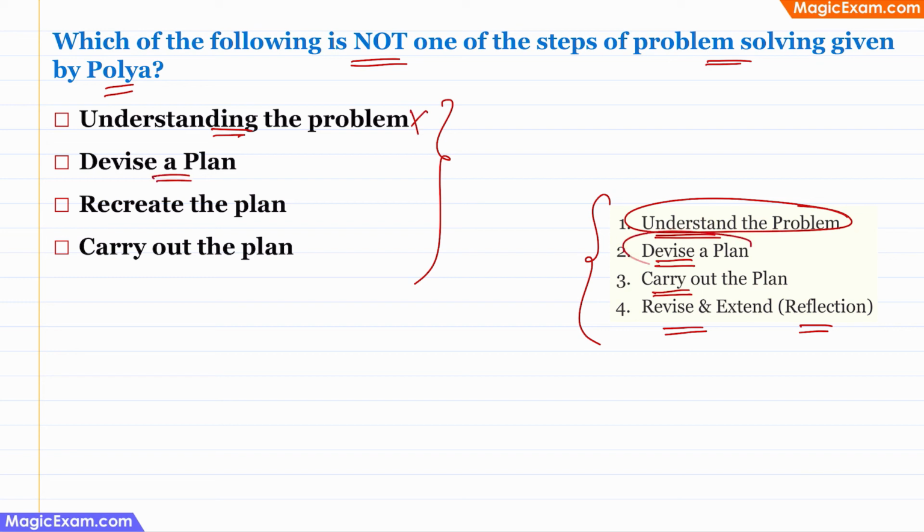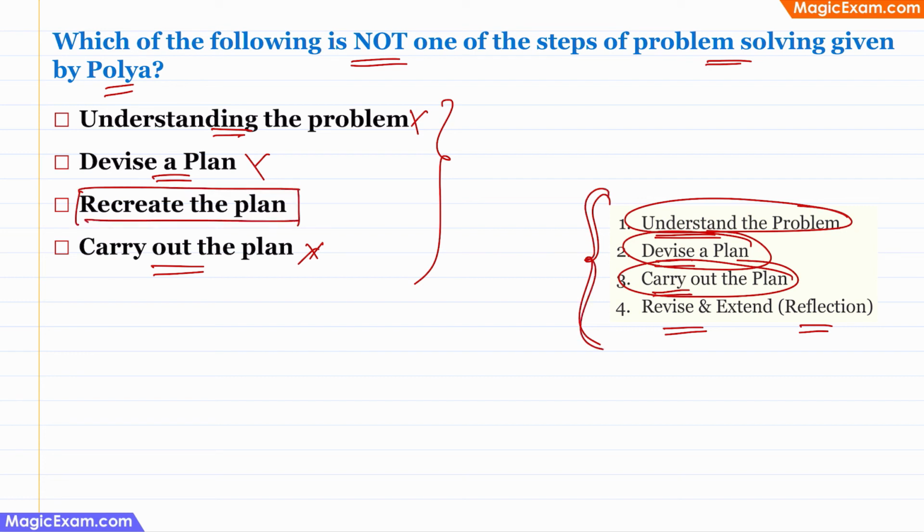Devising a plan is the second step. So this cannot be the answer. Then carry out the plan, that is execution, is also here. So this cannot be the answer. So only recreate the plan is not in this list. Therefore, the word not is what we have to identify. So option 3 is the correct answer.